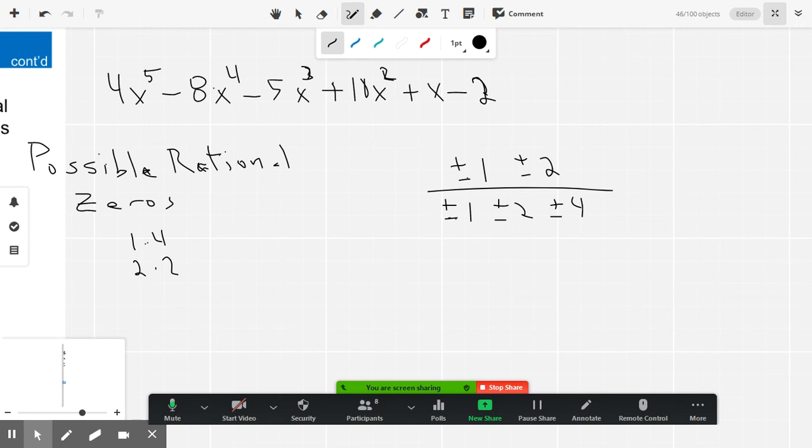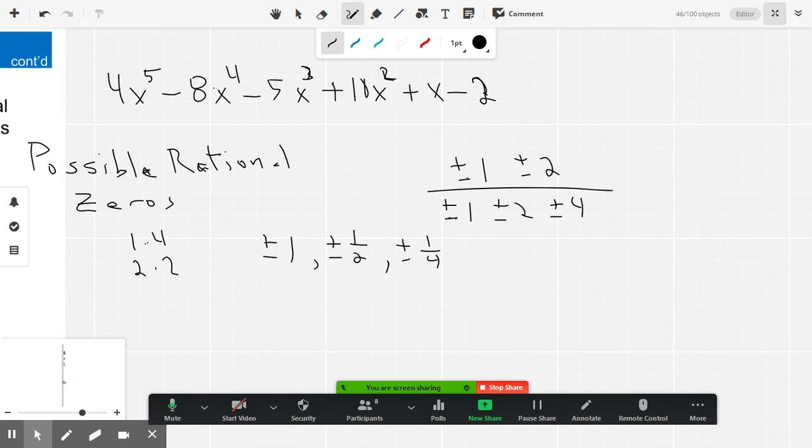Well, if I start with positive 1, I can have 1 over 1, 1 over 2, or 1 over 4, right? And it's going to be positive or negative. So I can have plus or minus 1 over 1, which is 1, plus or minus 1 over 2, or plus or minus 1 over 4. So there are 6 possible rational zeros, 6 different possible places where this graph could cross the x-axis.